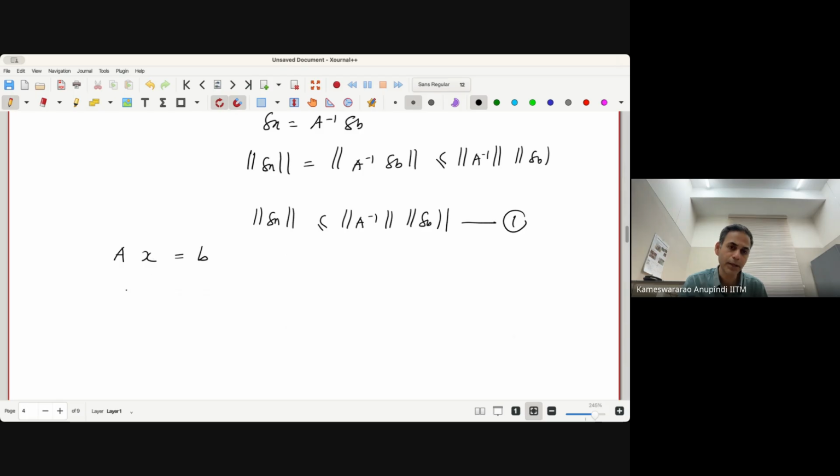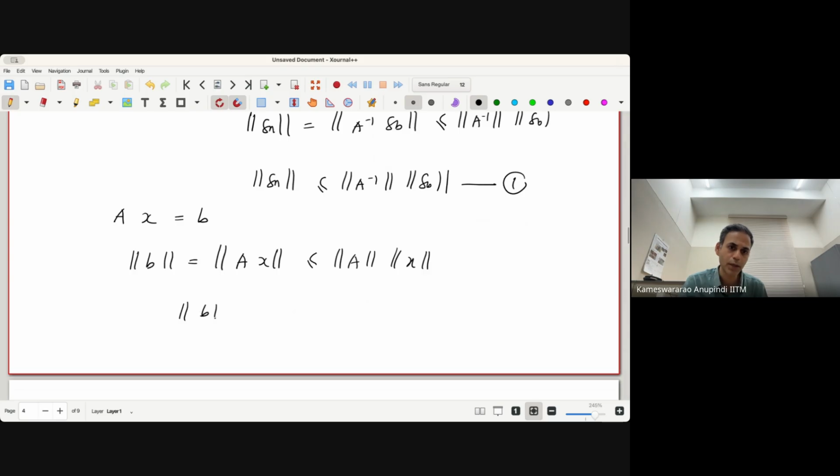Here also I can apply the norms, right? I can apply norm of B equals norm of A times X. But then I know that this is less than or equal to norm of A times norm of X, right? That means norm B is less than or equal to norm of A times norm of X. That is the second equation I have.